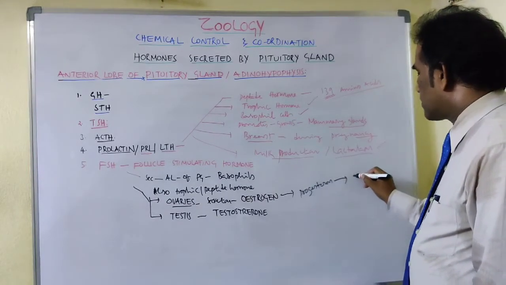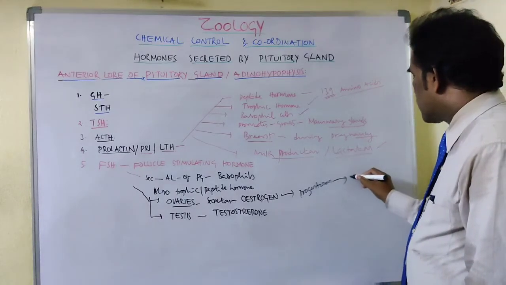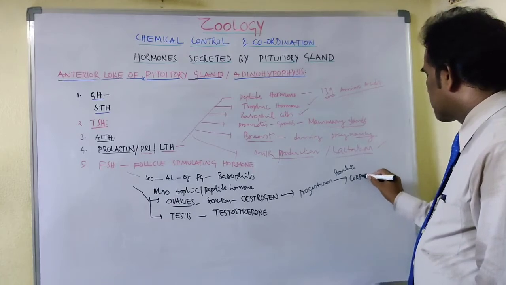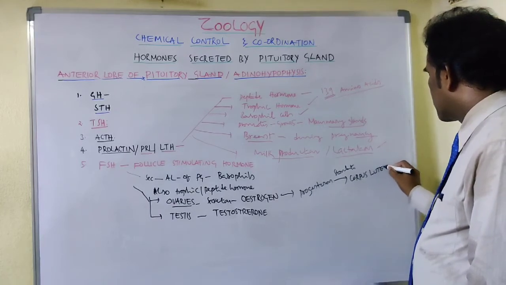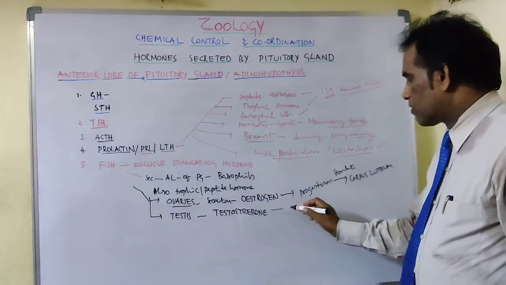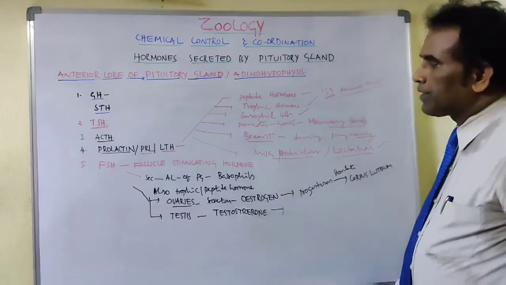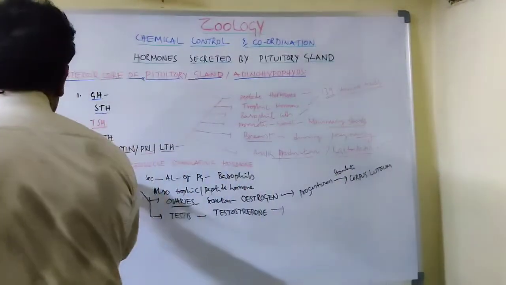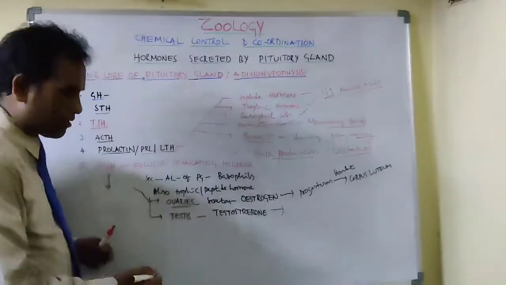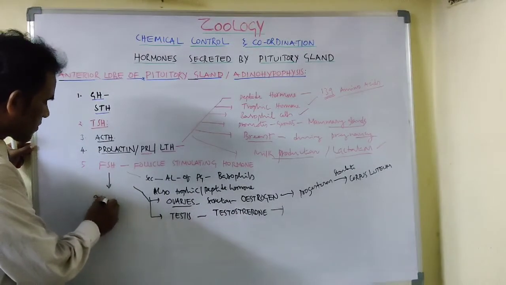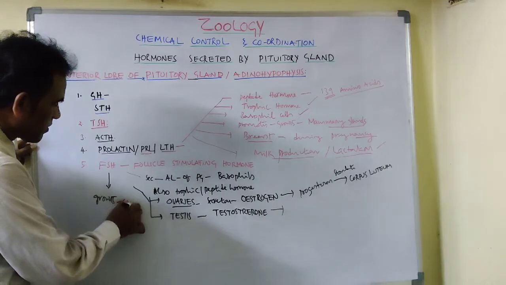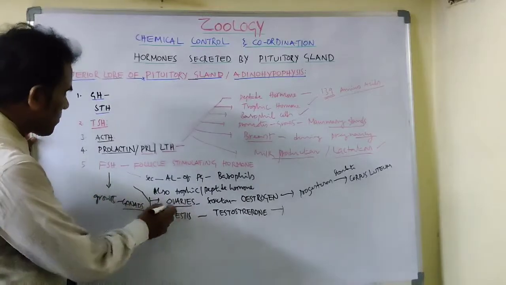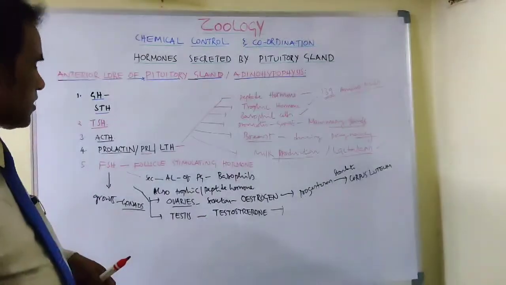This progesterone is secreted by the corpus luteum. Testosterone acts on testes. The follicle stimulating hormone is mainly concerned with the growth of gonads. So growth of gonads, the gonads in the sense testes and ovaries, so development of ovaries and testes.